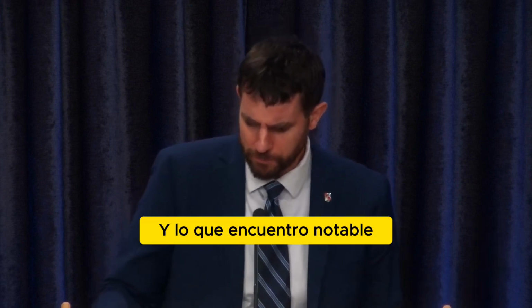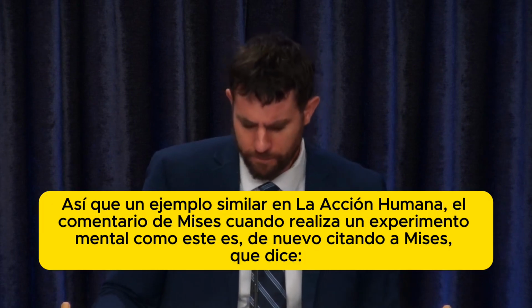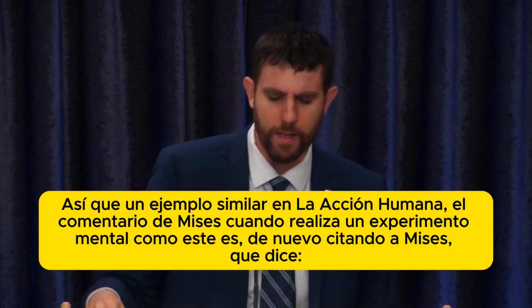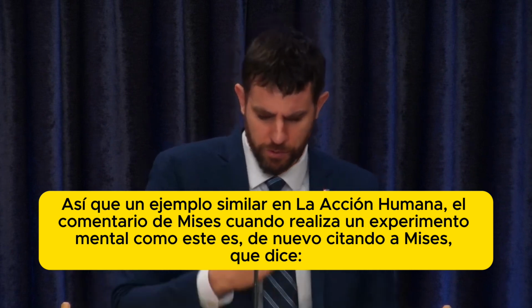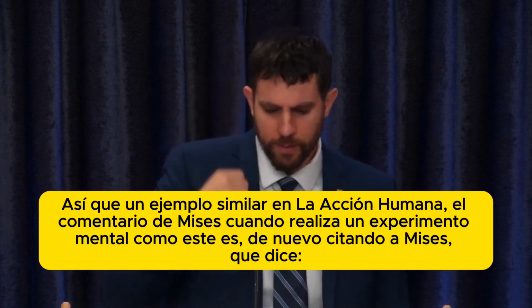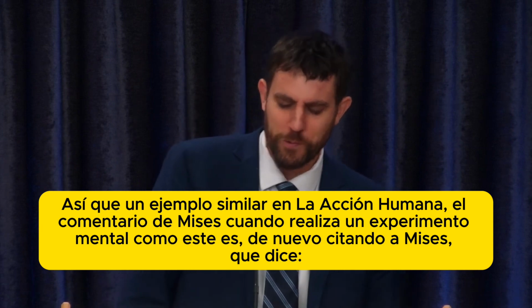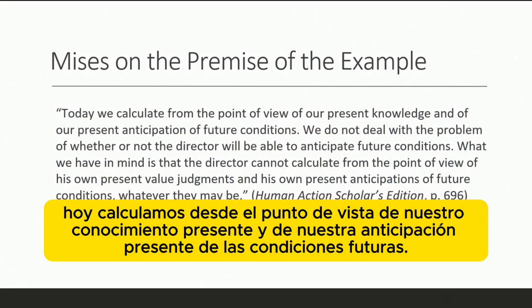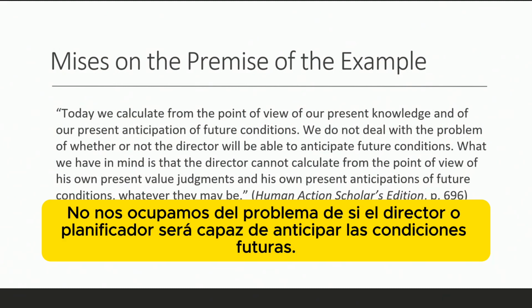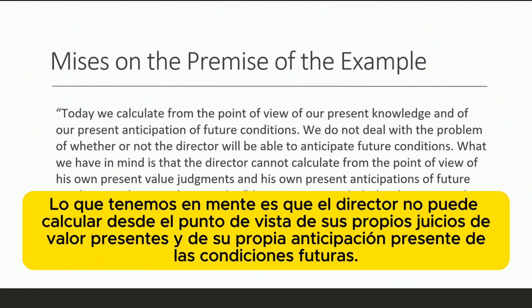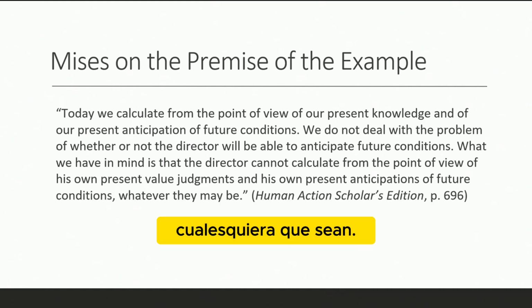And what I find notable, in a similar example in Human Action, Mises' comment when he goes through a thought experiment like this is, quoting Mises: "Today we calculate from the point of view of our present knowledge and of our present anticipation of future conditions. We do not deal with the problem of whether or not the director or planner will be able to anticipate future conditions. What we have in mind is that the director cannot calculate from the point of view of his own present value judgments and his own present anticipation of future conditions, whatever they may be."